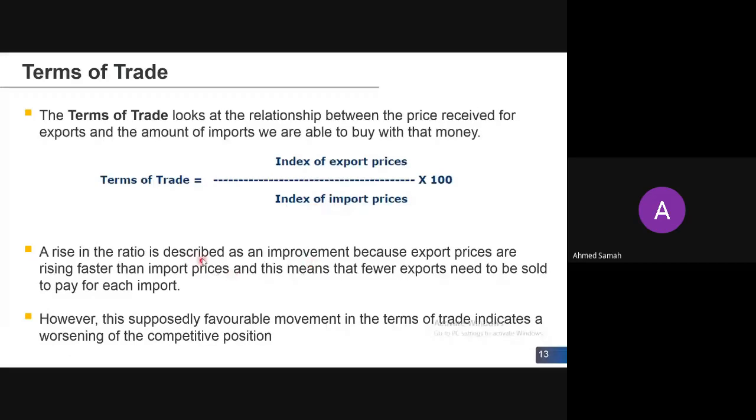even though this is a favorable movement in the terms of trade, it indicates the worsening of competitive position because, as in previous lectures, if our export prices are increasing, that means it will be much more expensive for them now. So because of that our competitive position is actually worsening.